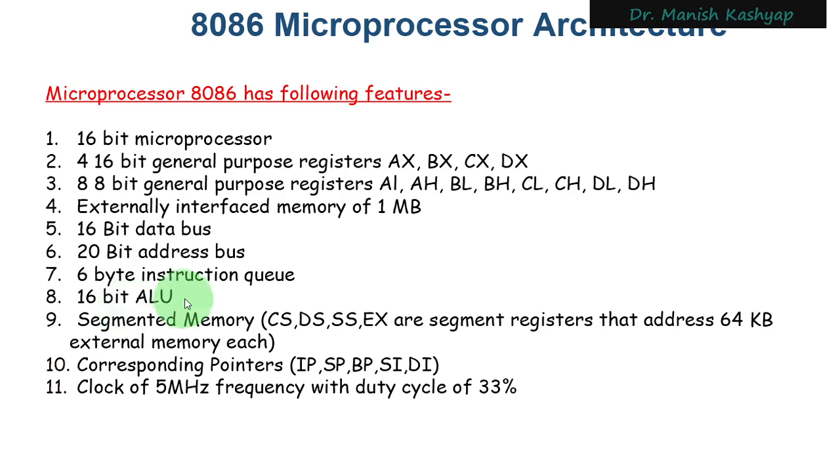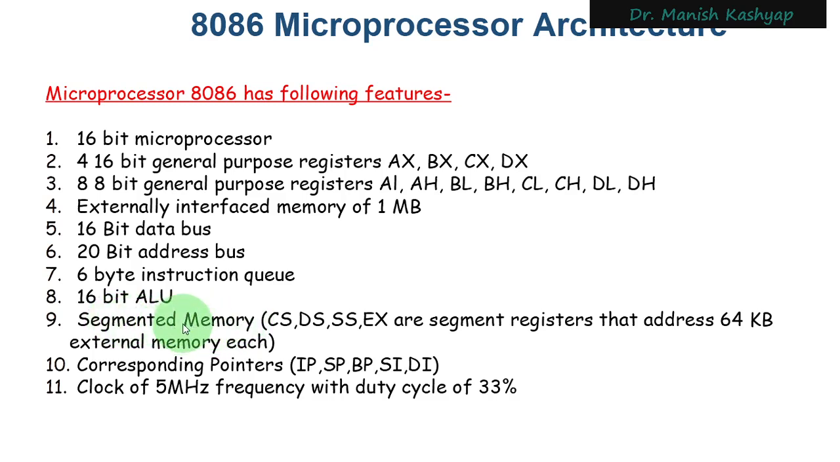Now you have got a 16-bit arithmetic logic unit, which is very obvious because it's a 16-bit microprocessor. So most of the instructions are designed to work on 16-bit data. And the primary reason is we have a 16-bit data bus. Other reasons for calling it a 16-bit microprocessor are that the ALU is of 16-bit and most of the instructions are also of 16-bit. So it has got segmented memory, segmented external memory, not memory.